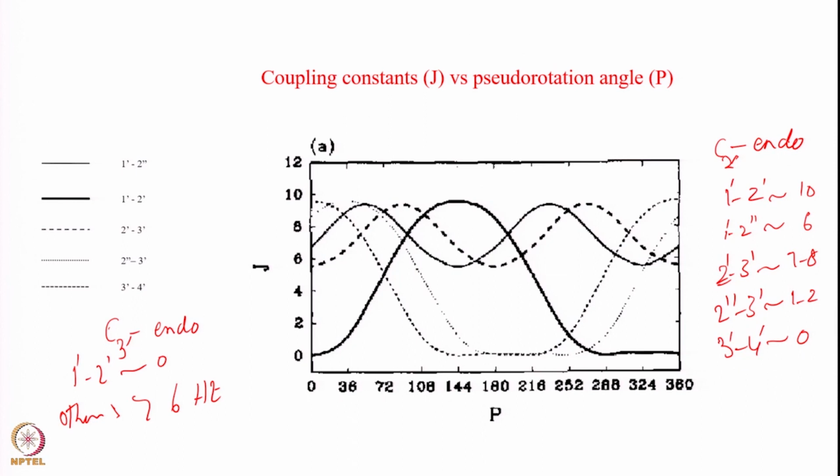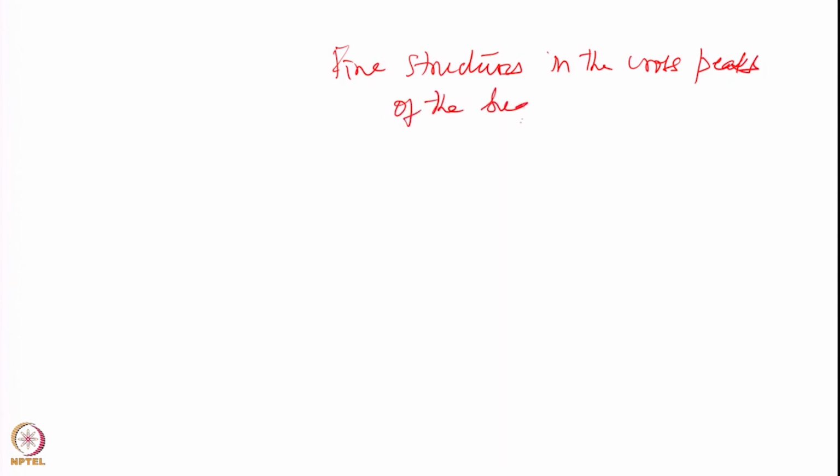So, we will have to calculate the sugar geometry fine structure for this. Therefore, we will try and calculate that in the COSY, we will have to use the COSY spectrum. Okay. So, fine structures in the cross peaks of the sugar ring. First of all, let me draw the schematic of the COSY spectrum, what all you are going to get.